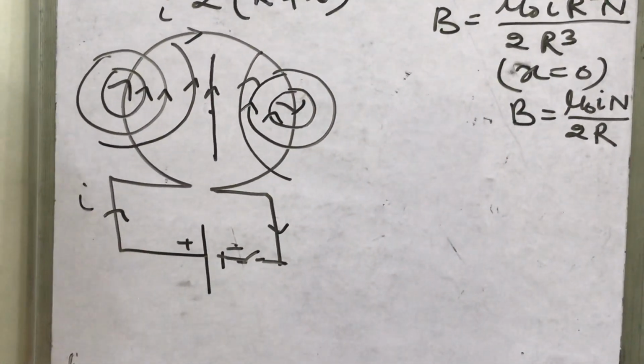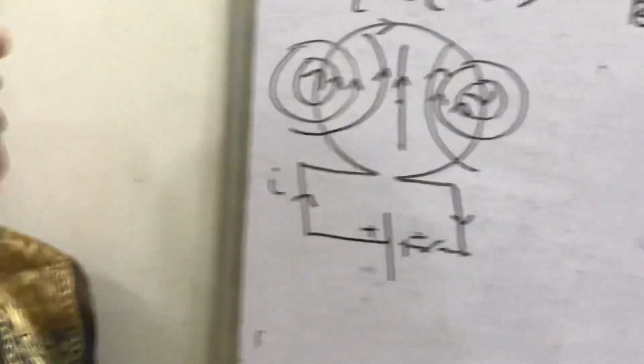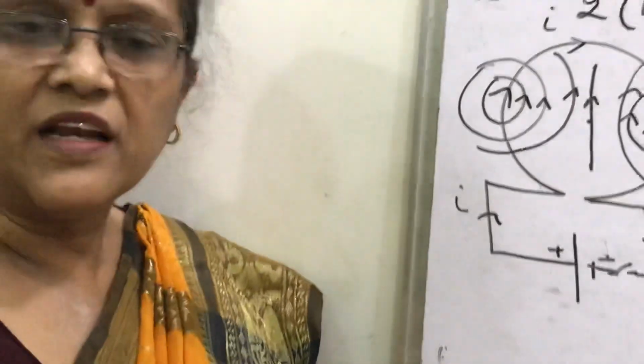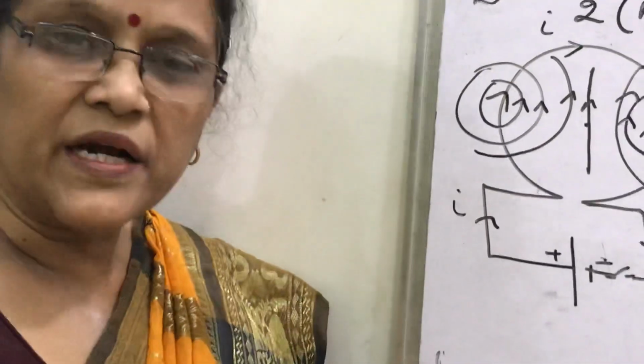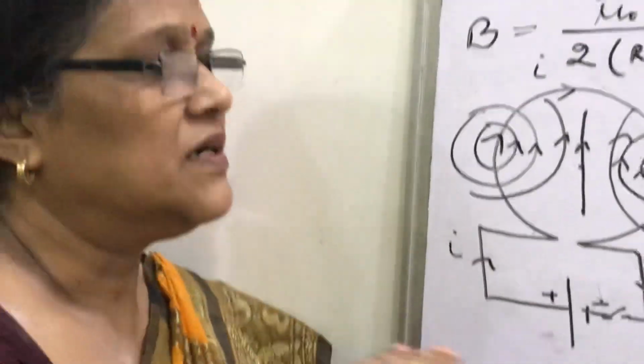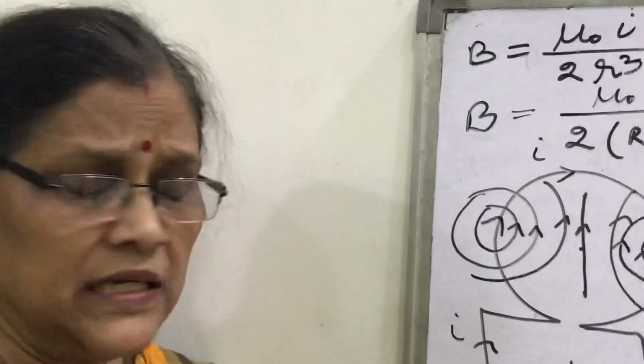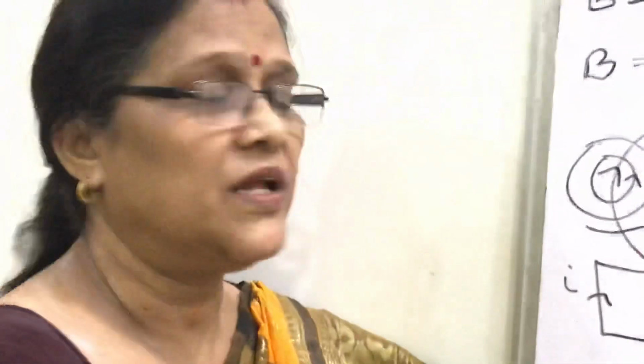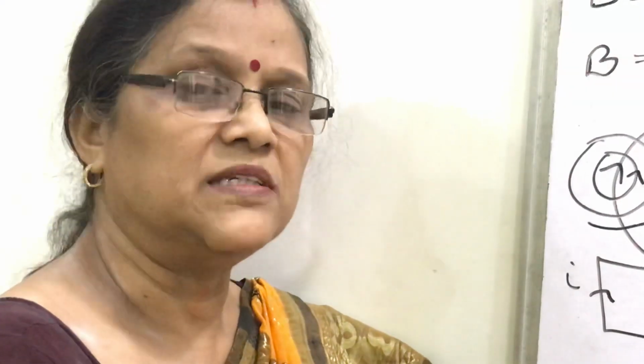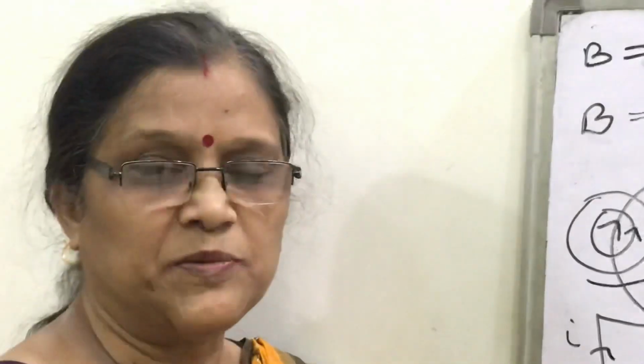So in this way you have to understand the current carrying circular coil, its magnetic field at a certain distance on its axis. Suppose you have taken a point, then what will be the magnetic field and its direction? How will you derive the expression?